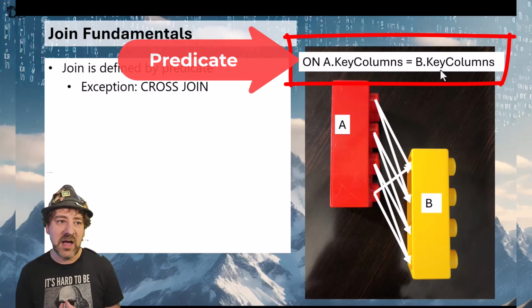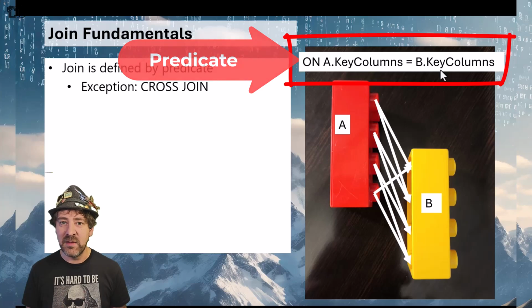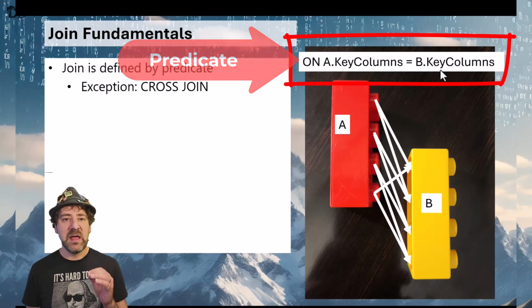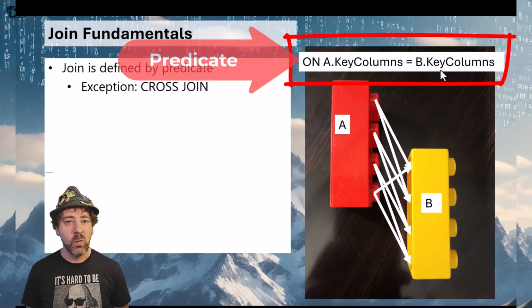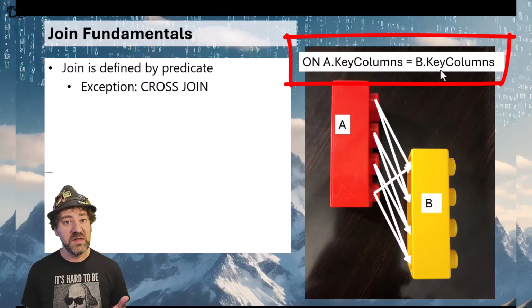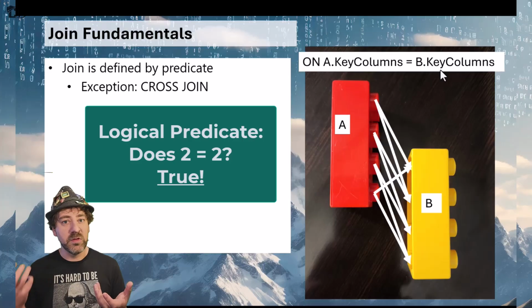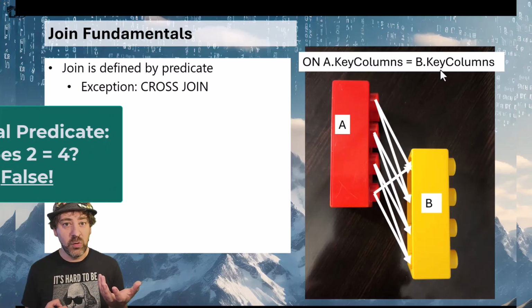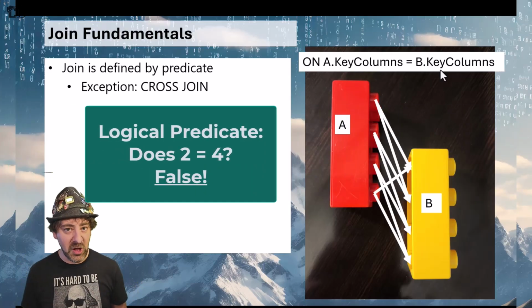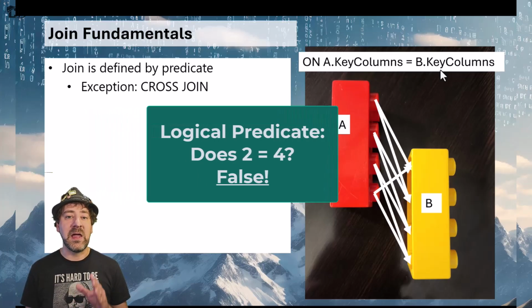a.keycolumns equals b.keycolumns. What's a predicate? Predicate means I take a formula and I can assess whether it's true or false. For example, does the number 2 equal the number 2? I can assess whether that is true or false. 2 equal to 2? That's true. 2 equal to 4? That's false. Okay? So we know that a join requires a predicate.